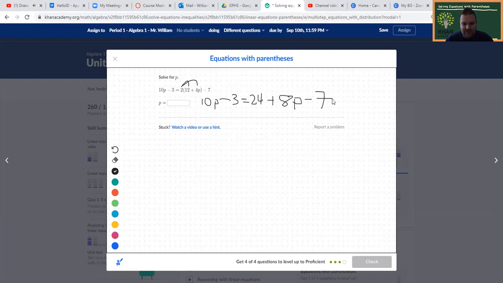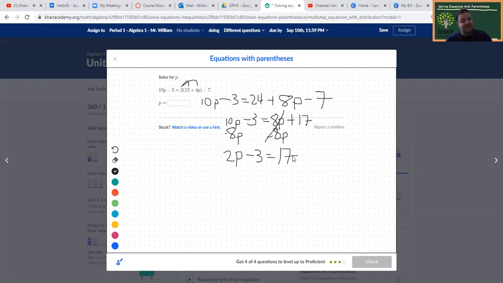I can combine some like terms on this side. So I have 10p minus 3 equals 8p. I'm just going to bring that down, but I'm going to combine my 24 and my negative 7. 24 minus 7 is 17. I'm going to balance my equation here, start getting my variables all on one side, minus 8p on both sides. On this side, 10p minus 8p is 2p, minus 3, and on this side we're left with the 17 getting brought down.